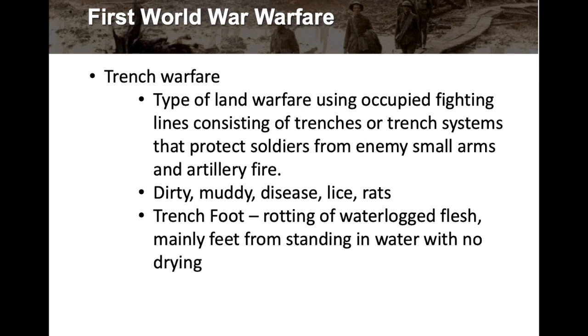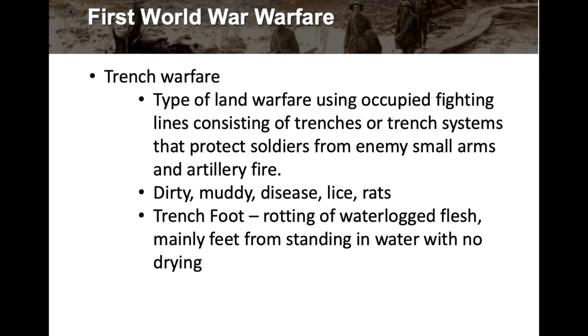There was a sickness that came about called trench foot, and trench foot was the name given to when someone had rotting flesh, basically the rotting of waterlogged flesh, mainly of the feet, because there was standing water in some of the trenches with no drying of the feet. And a lot of this was on the Allies' side, the British, the French, the Americans. Their trenches were not in a good place.